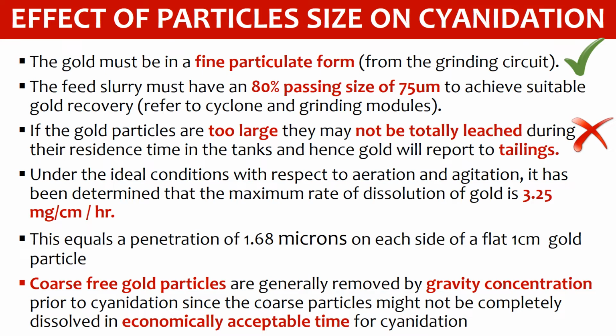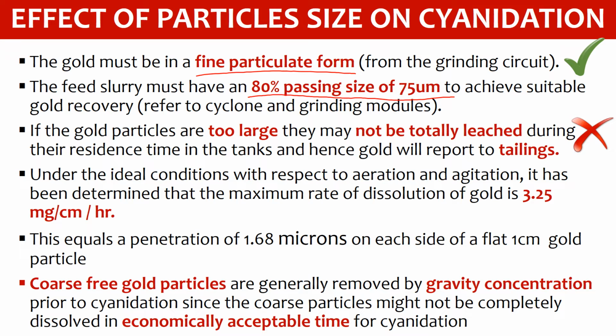This is why your gold must be in fine particulate form when you go for the cyanidation process. So ideally, most plants use a size reduction of up to 80% passing 75 microns. That's usually the rule of thumb in our gold processing, although other plants can go several stages, several microns down, or maybe 100 microns, depending on the nature of their ores.